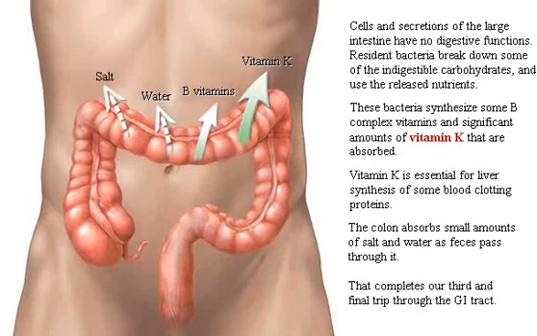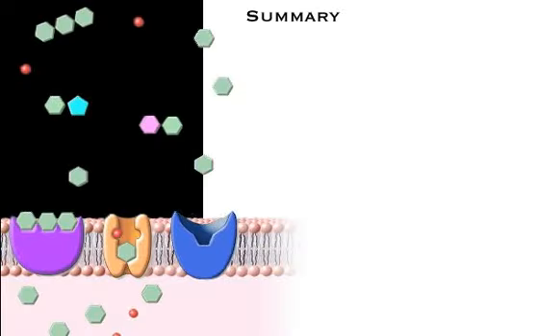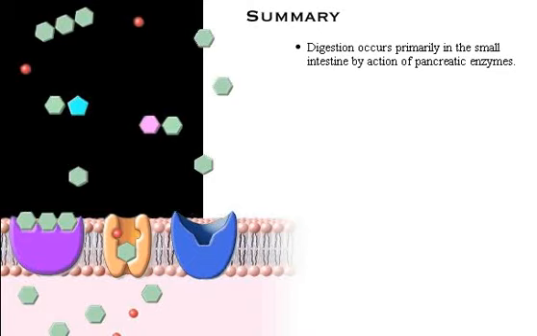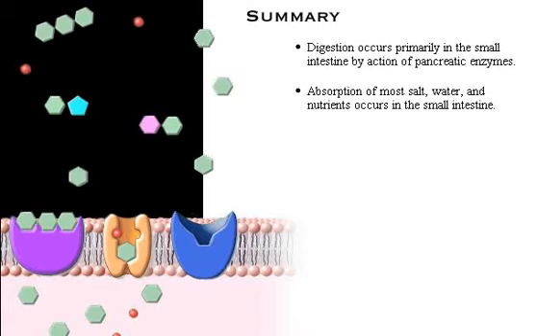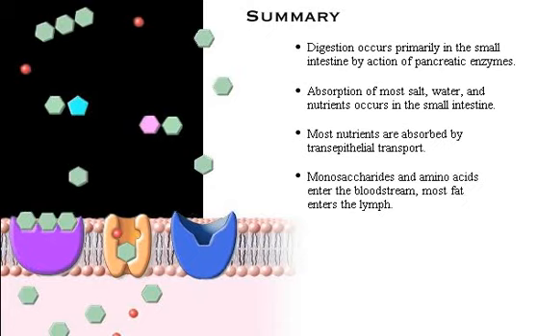That completes our third and final trip through the GI tract. Here's a summary of what we've covered. Digestion occurs primarily in the small intestine by action of pancreatic enzymes. Absorption of most salt, water, and nutrients occurs in the small intestine. Most nutrients are absorbed by transepithelial transport. Monosaccharides and amino acids enter the bloodstream. Most fat enters the lymph.